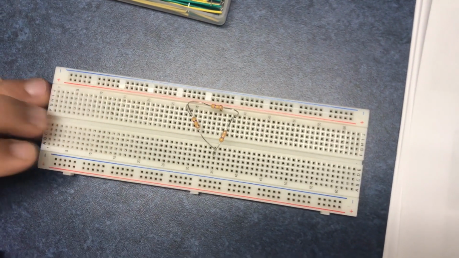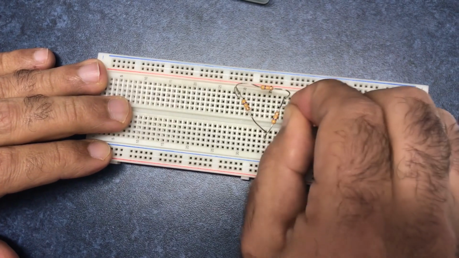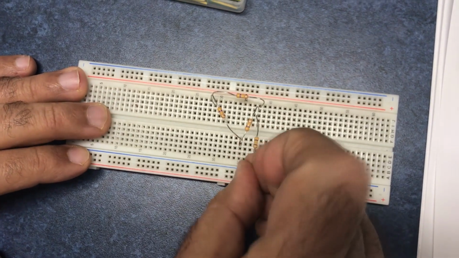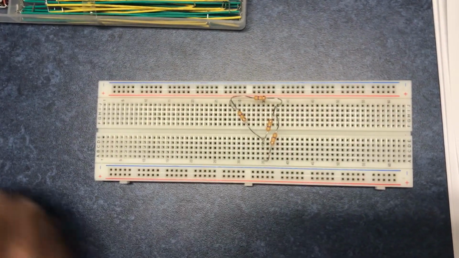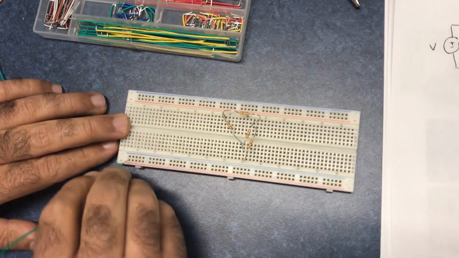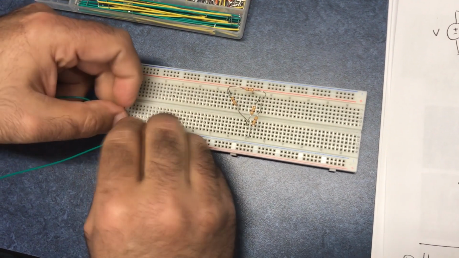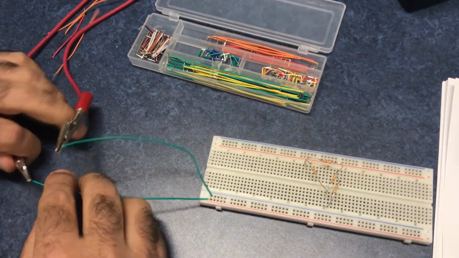Right now I have delta, and I would like to connect RL. So RL is connected between these nodes and between this. So I will connect it between this, and I will connect it to this. Then I will have a source connected between this and this. And this is my source. So this is the negative and this is the positive.